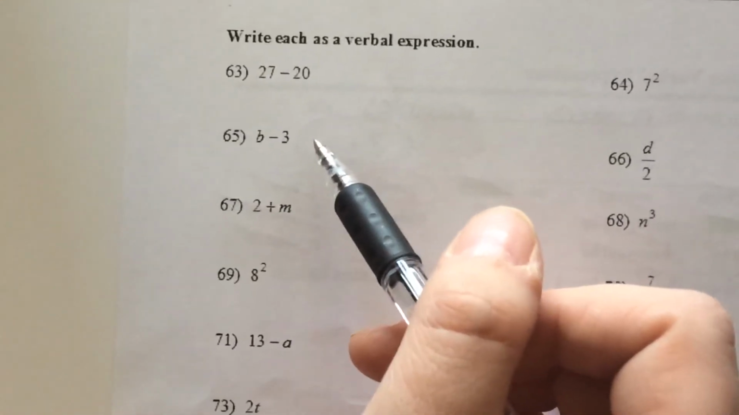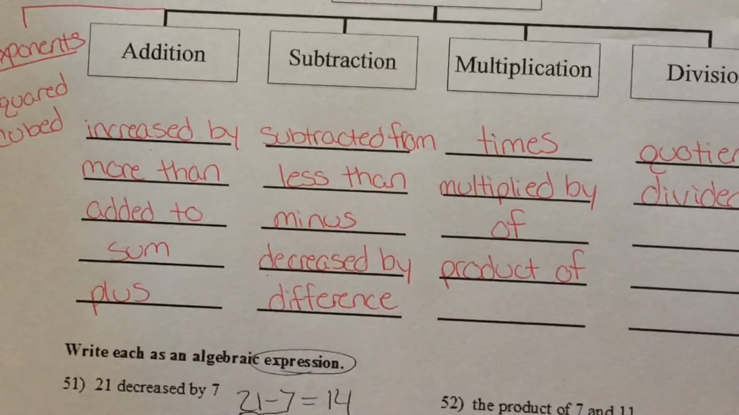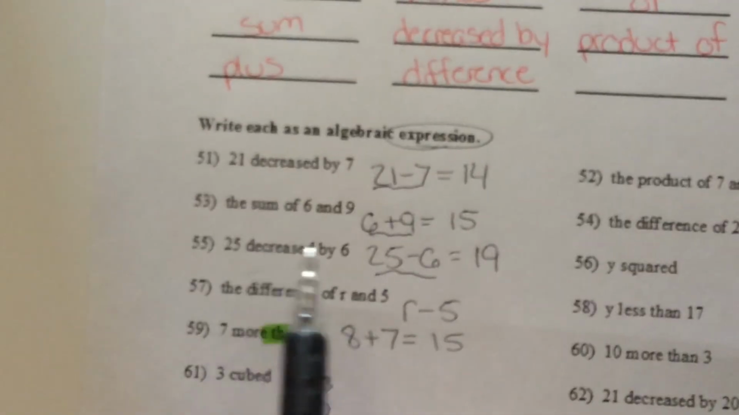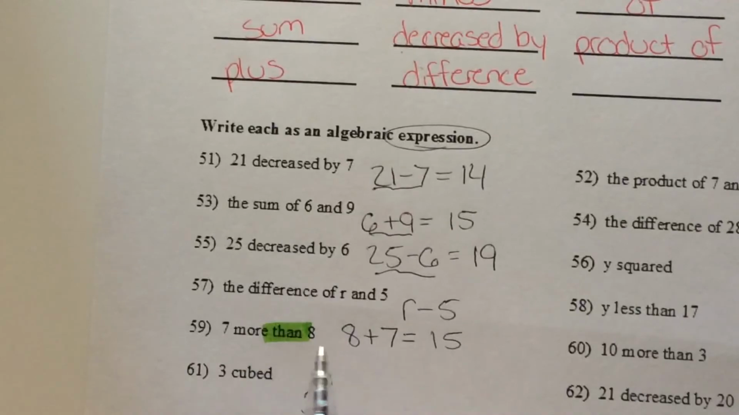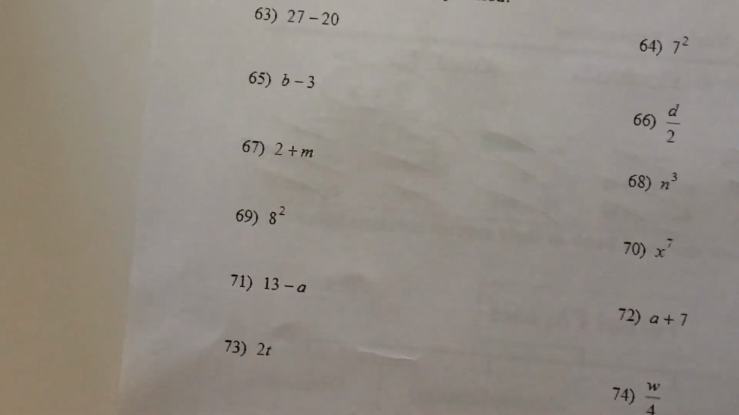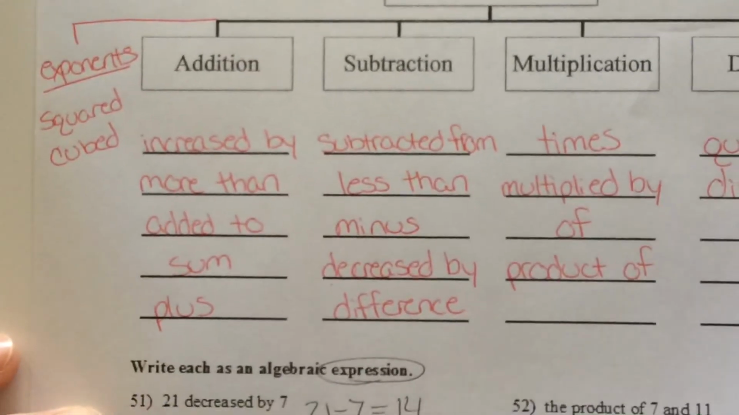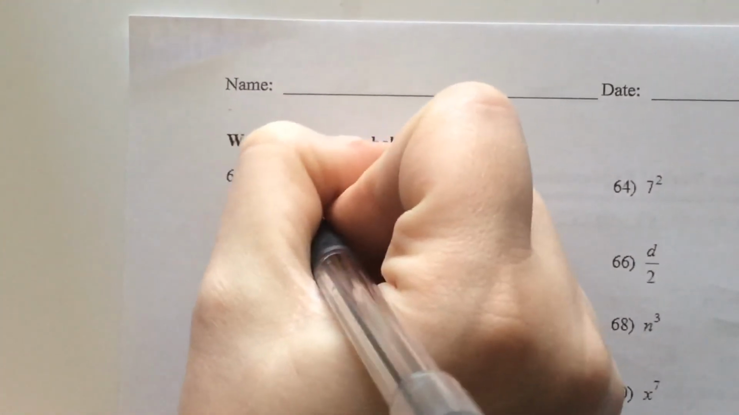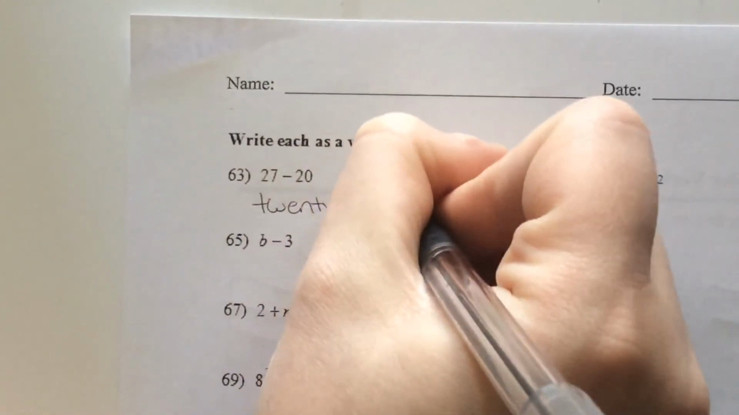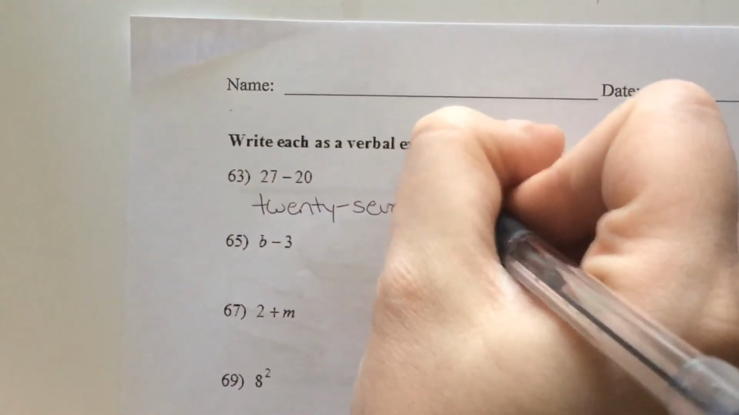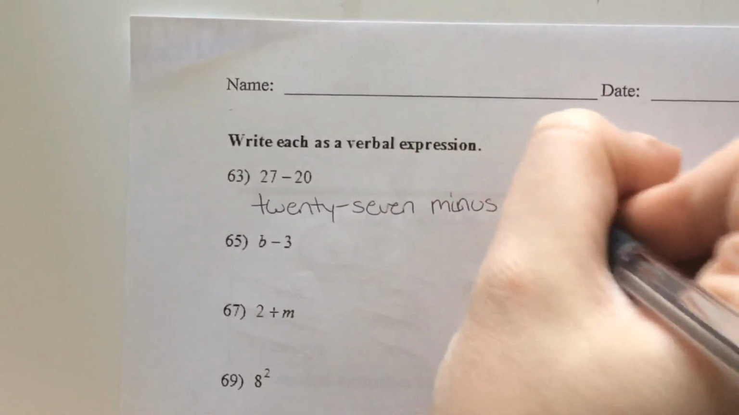Okay. Now you're going to be able to use whichever terms that you want from our table. So if you'll notice down here, we had a lot of decreased by, we had that twice, the difference, more than. Get a little creative. Use some ones that maybe you're not used to so that you can start getting used to them. So 27 minus 20. Well, I'm going to flip over and say, I don't think I used minus yet. So I'm going to say 27 minus 20.